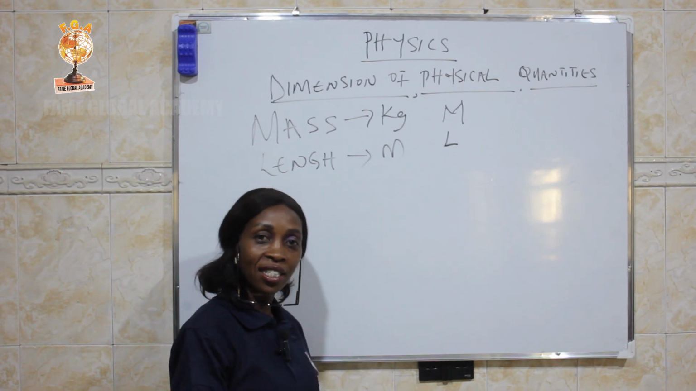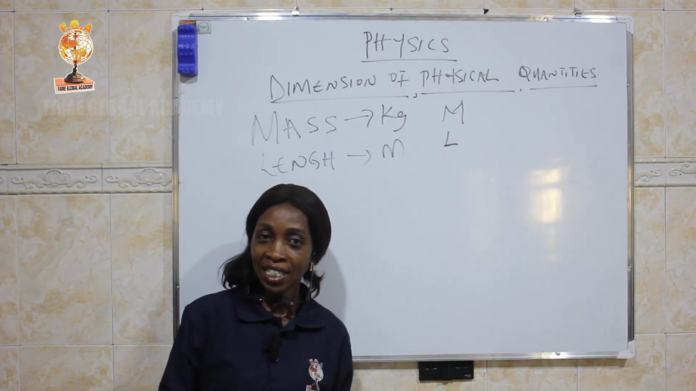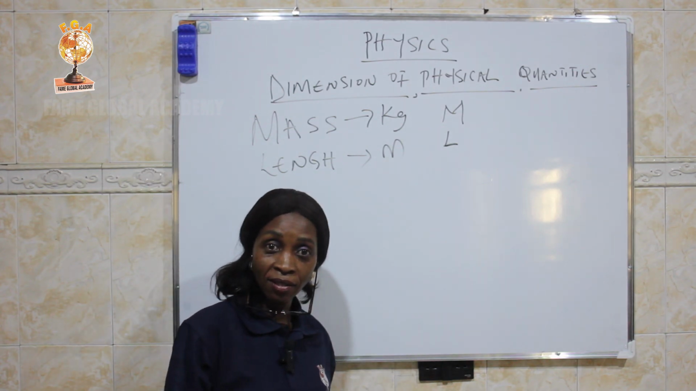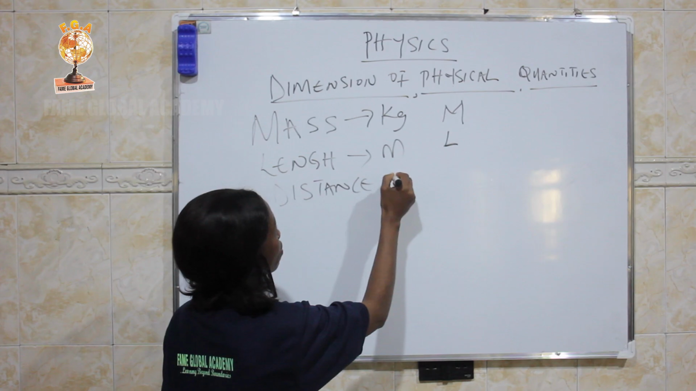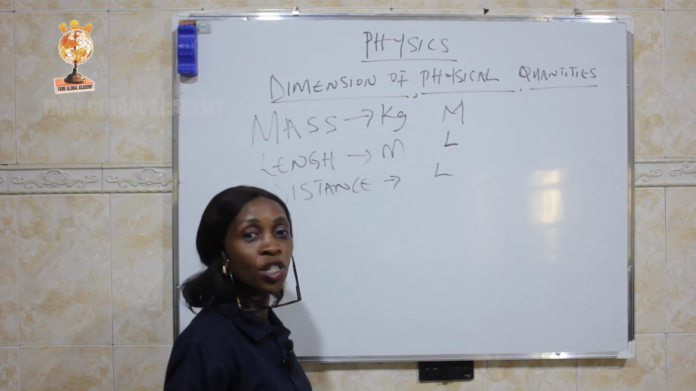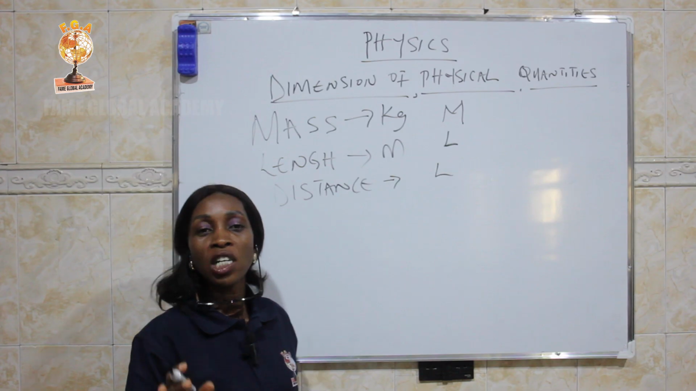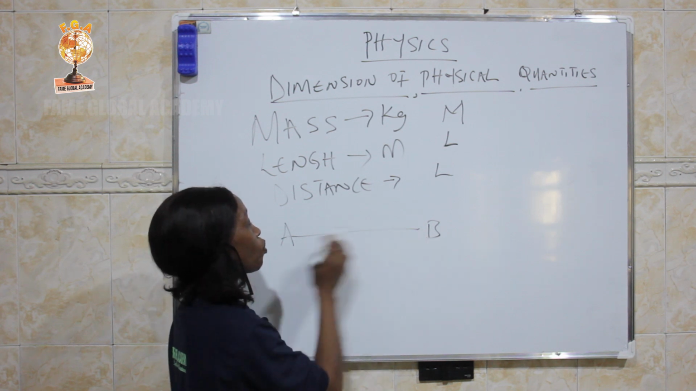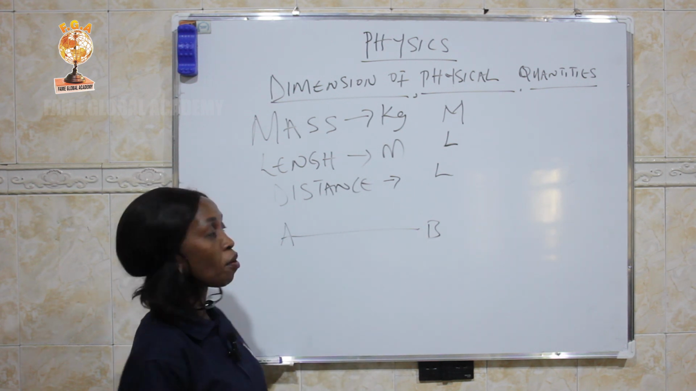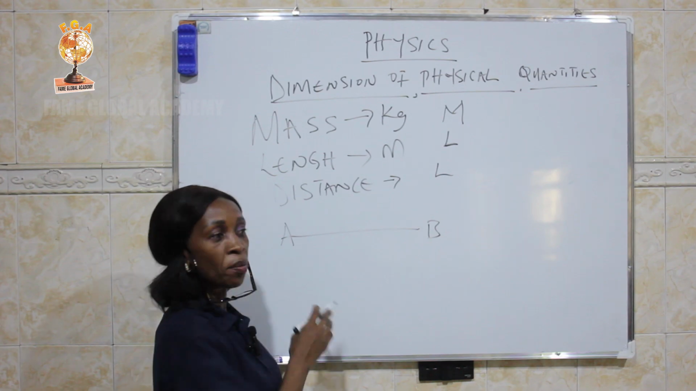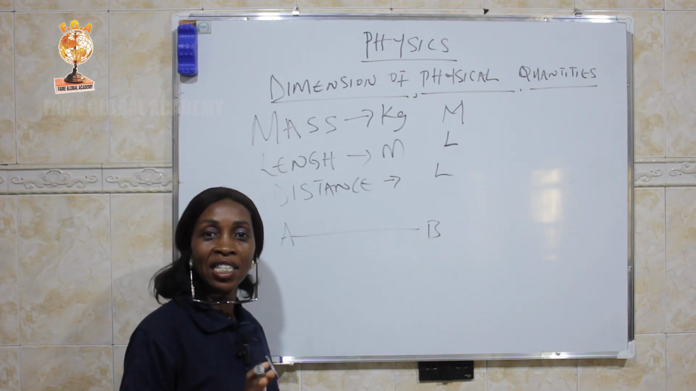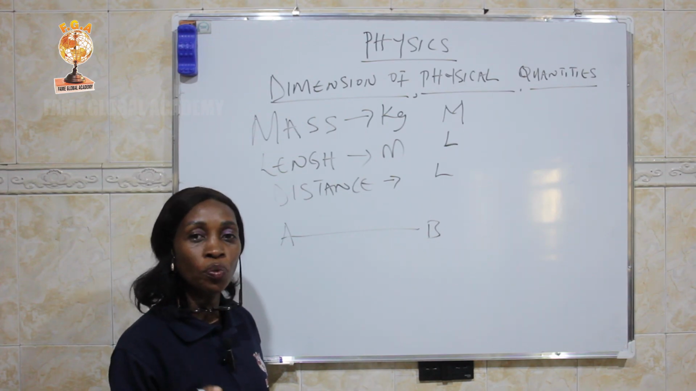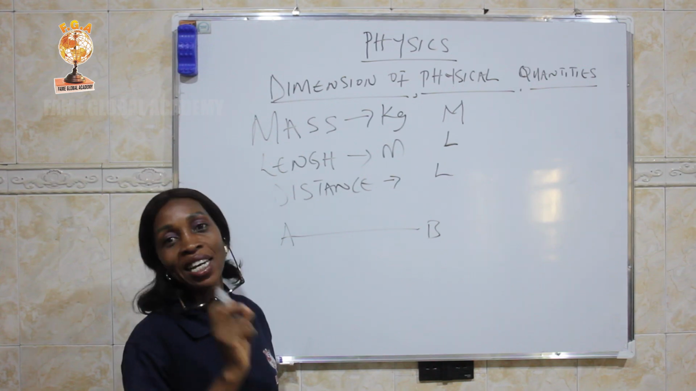Now, distance could also represent length. So I could say the dimension of distance is also L. If I want to talk about the distance between point A and point B, somebody will say it is the length from A to B. Another person will say it is the distance from A to B. So length and distance are practically the same when it comes to dimension. So I use L to represent both distance and length.